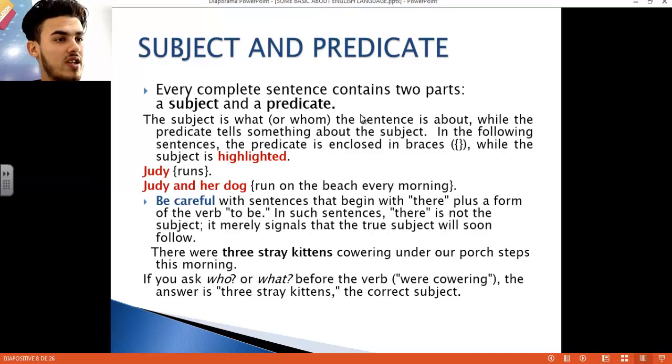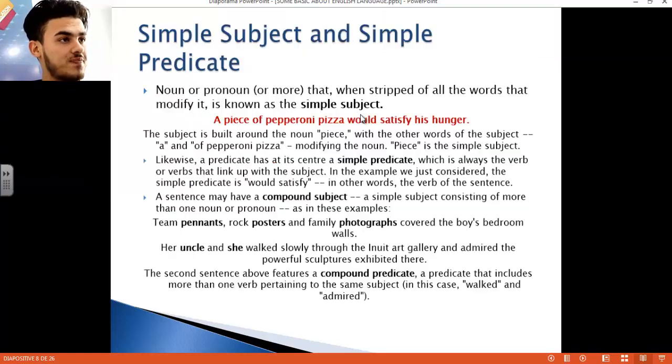Be careful with sentences that begin with there, plus a form of the verb to be. In such sentences, there is not the subject. It merely signals that the true subject will soon follow. There were 3 stray kittens cowering under our porch steps this morning. If you ask who or what before the verb, were cowering, the answer is 3 stray kittens. The correct subject here is 3 stray kittens. So, the form there plus the verb or the auxiliary to be is not the subject.